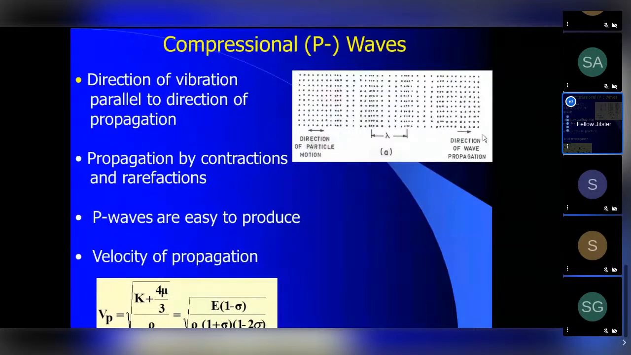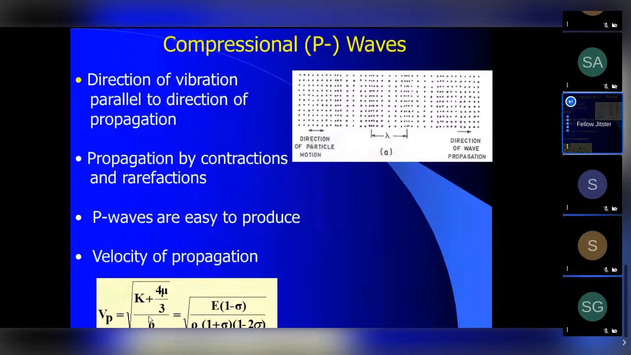So propagation and contraction, P waves are easy to produce, and on the bottom it is giving you the velocity of P waves. If I know the bulk modulus, and if I know the shear modulus, and I know the density, rho is the density in this case, then I should be able to calculate the compressional wave velocity, that is VP. That's what it is talking about, the velocity of propagation. I think there's a better diagram.